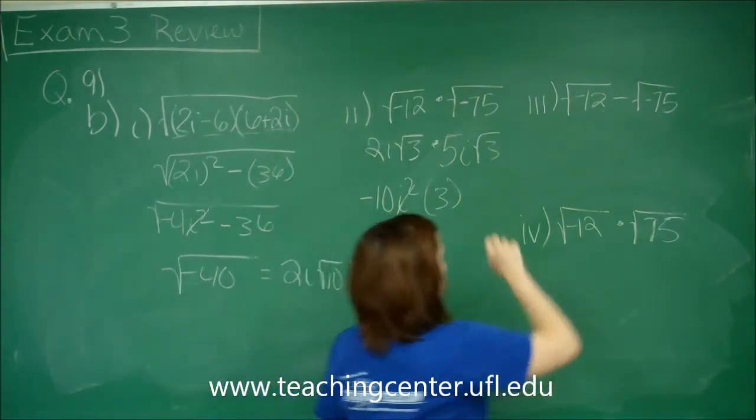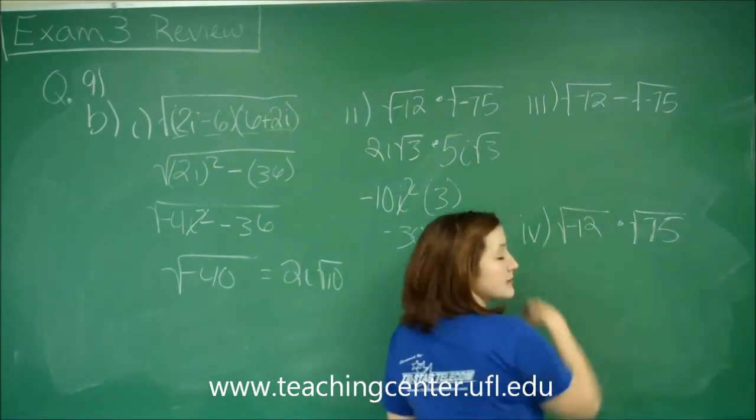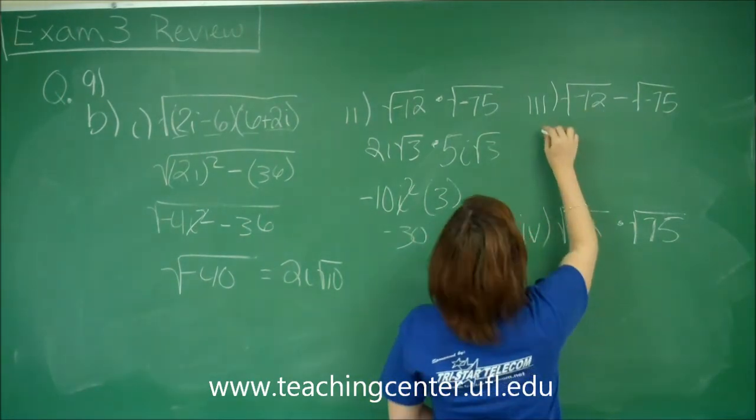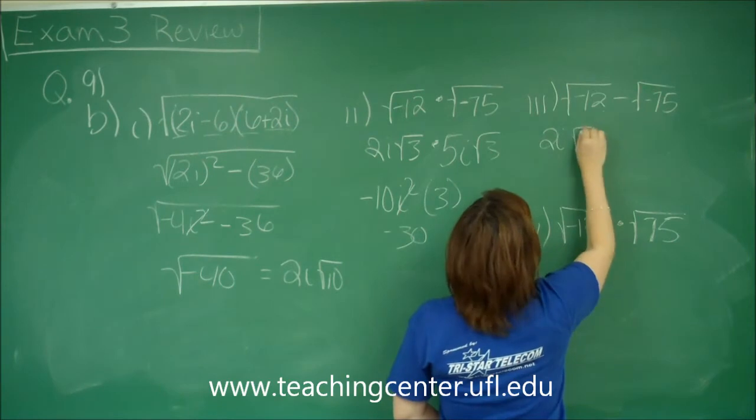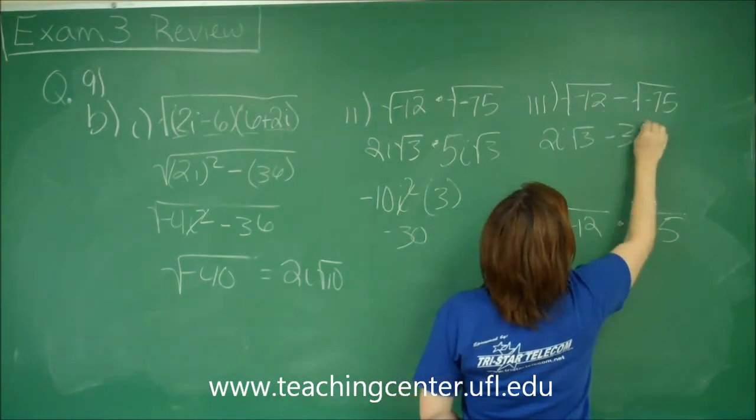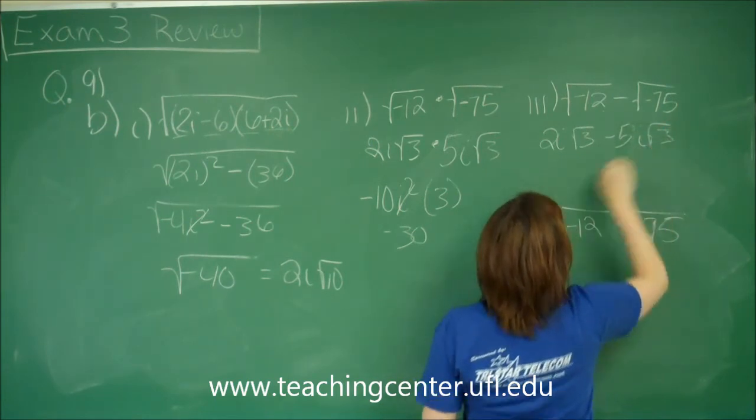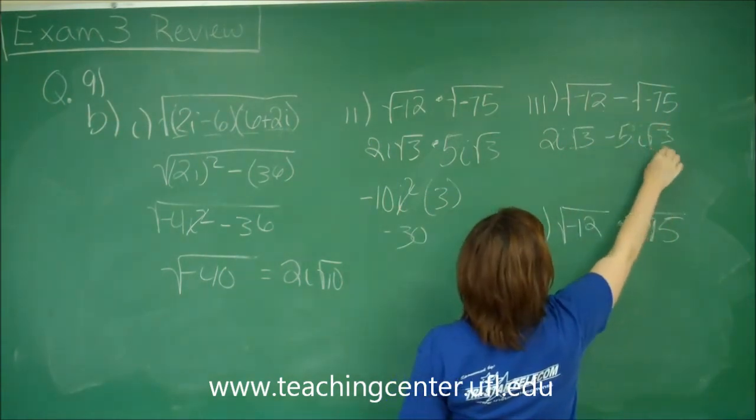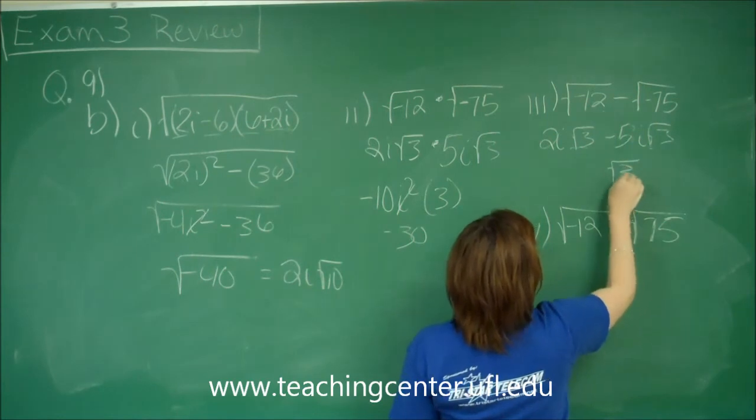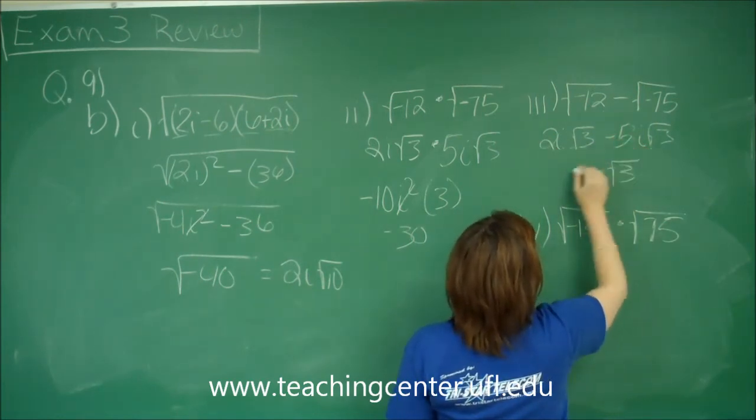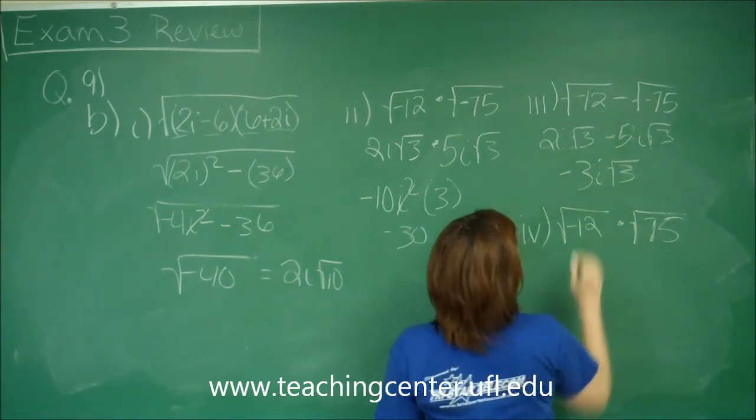Part 3, it's the same thing. We're going to first break this up in terms of I, and so that gives us 2i square root of 3 minus 3i, minus 5i square root of 3. And so since these terms are the same, we'll have a square root of 3, and we've got 2i minus 5i gives us -3i square root of 3.